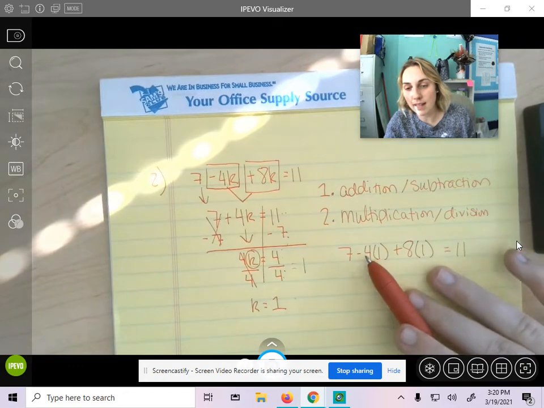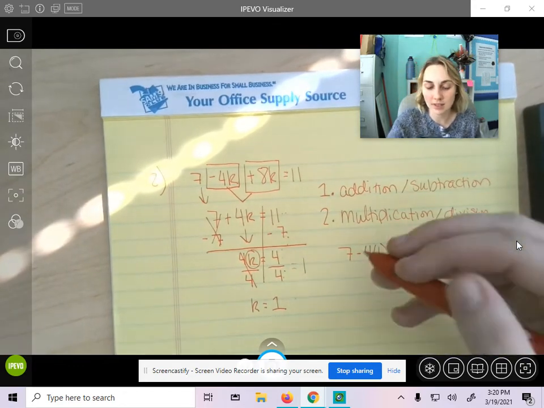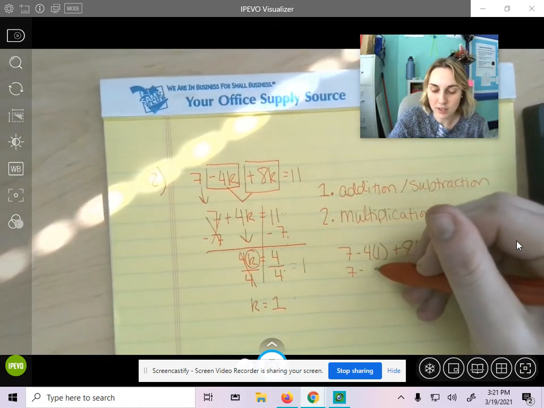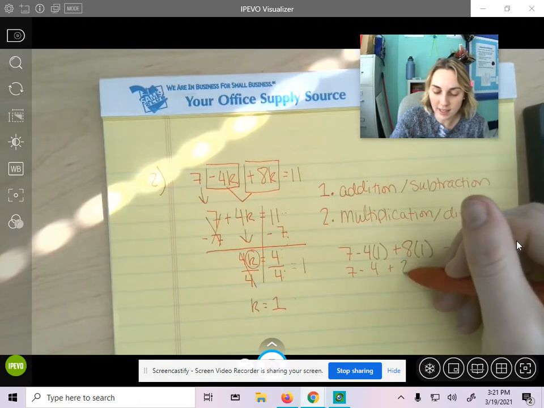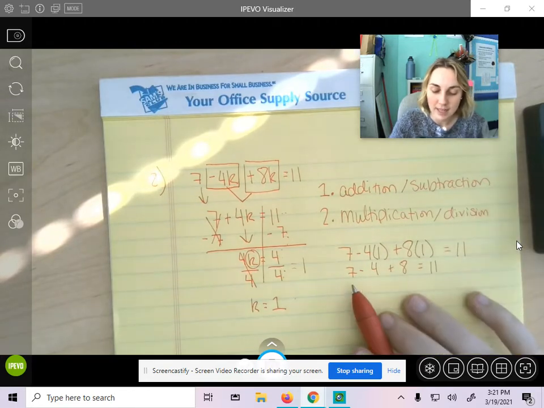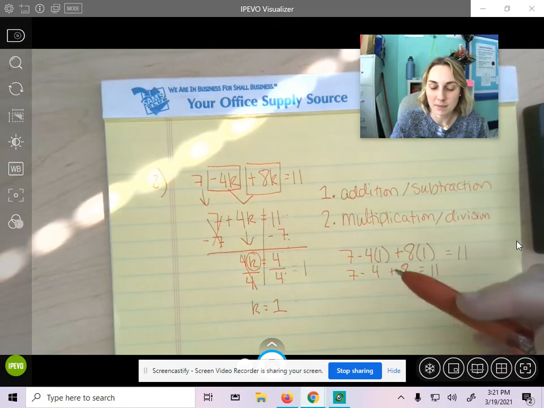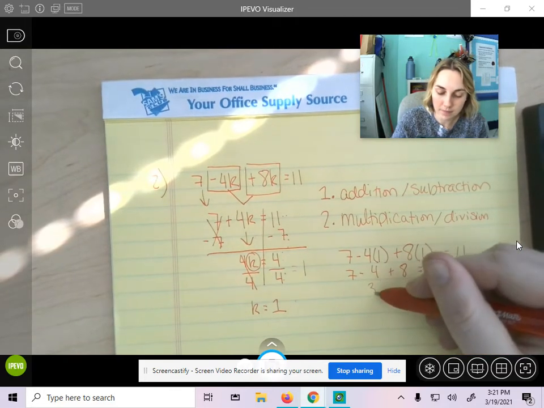Well, we can multiply these first. 4 times 1 is 4. 8 times 1 is 8. That's going to be equal to 11. 7 minus 4, well, that's going to be 7, 6, 5, 4, 3, plus 8.